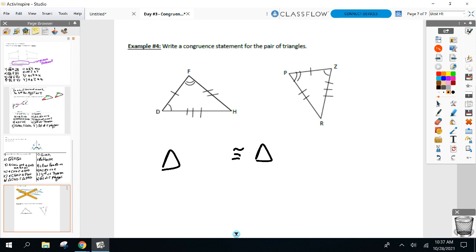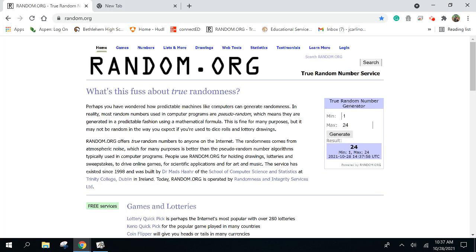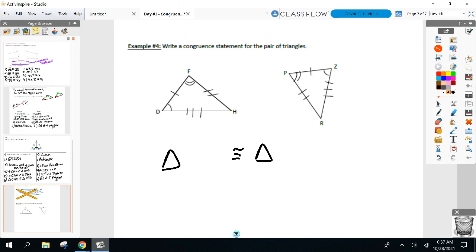All right, let me know what you got. And again, don't erase yours if yours is different because it's probably right. There's many, many ways I could write this congruent statement. Romeo, share yours with us, please. DFH and what else? ZPR? Yeah. Okay, let me just take a quick look. D and Z are congruent. F and P are congruent. H and R, yep. Let's see, FD and PZ. Yep, looks good to me.